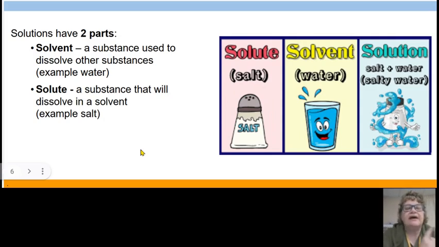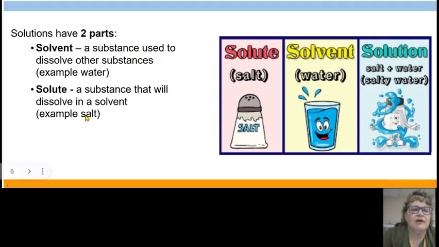All right. Solutions have two parts. The first part is the solvent. The solvent is usually a liquid, but it could be a gas, and it's a substance used to dissolve other substances. So in this class, we're usually going to use water as a solvent, but it could be oxygen, it could be vinegar, it could be oil. Okay. So there are many different things that you could use as a solvent.